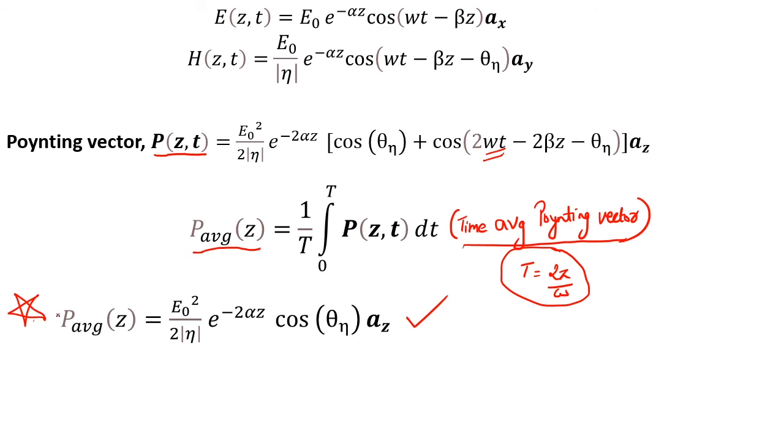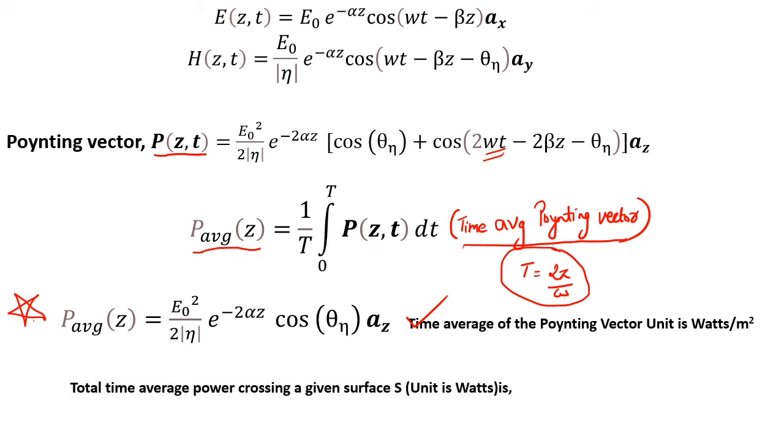Okay, and then the third format is this. To get the total power, what do you have to do? The Poynting vector gives power per area. So to get the total power, you have to multiply by area. Multiplying by area is equivalent to taking the surface integral. So this is the final equation.